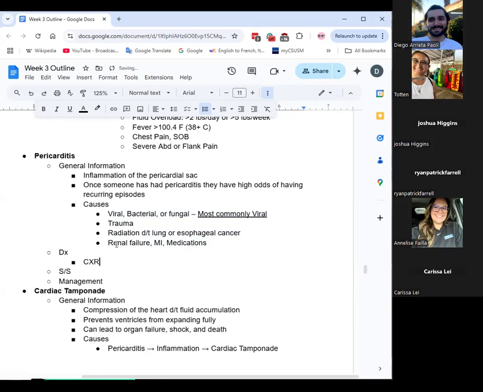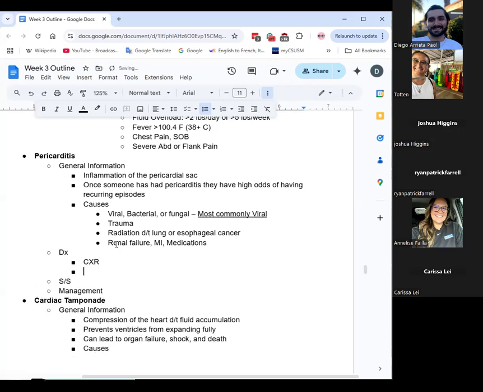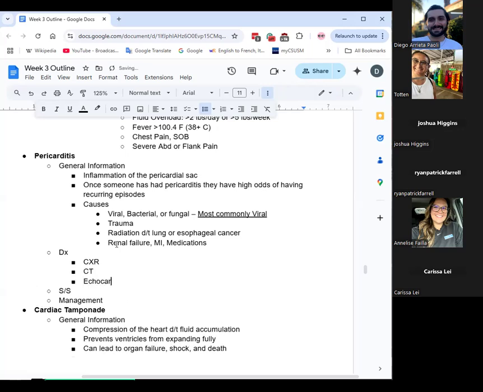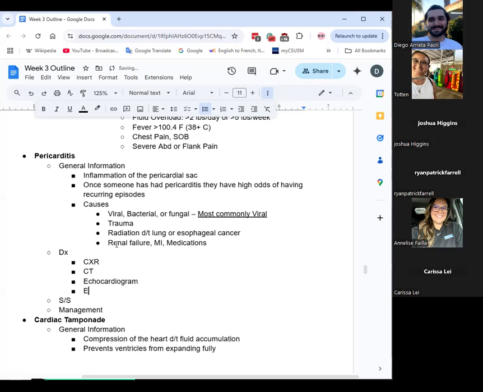Yeah, so let's see the chest x-ray. We'll be able to see what's going on with that pericardium. MRI or CT scan. Echocardiogram, because we're looking at the heart, so it makes sense. EKG to see if there's any changes, any labs.